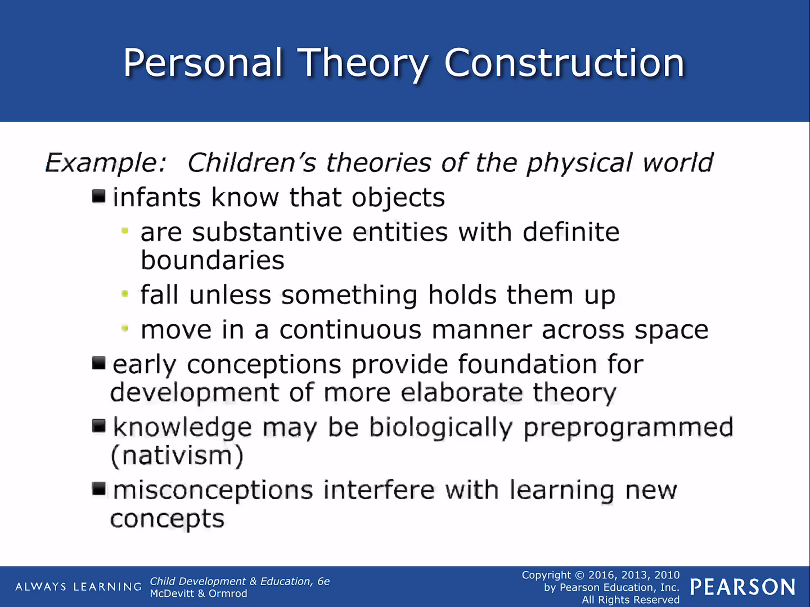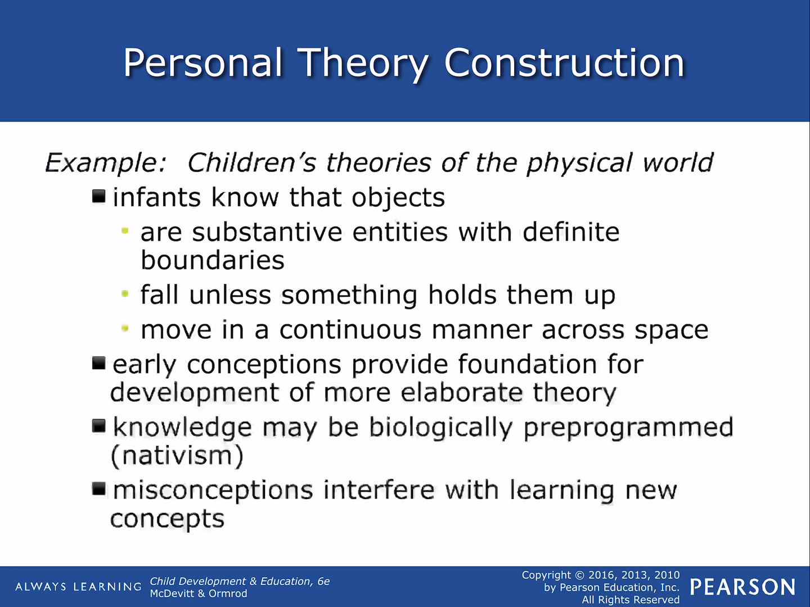So infants, they have to know that objects are external to themselves, and that they have a definite boundary. The chair has a place where it starts and it stops. The ball has a place where it starts and it stops. It is the ball and it is not the ball, okay? That something will fall unless it holds them up. If they let go of the ball, it falls. And that things can move in a continuous manner across space. So if you throw the ball or you roll the ball, it moves through space to the other person.